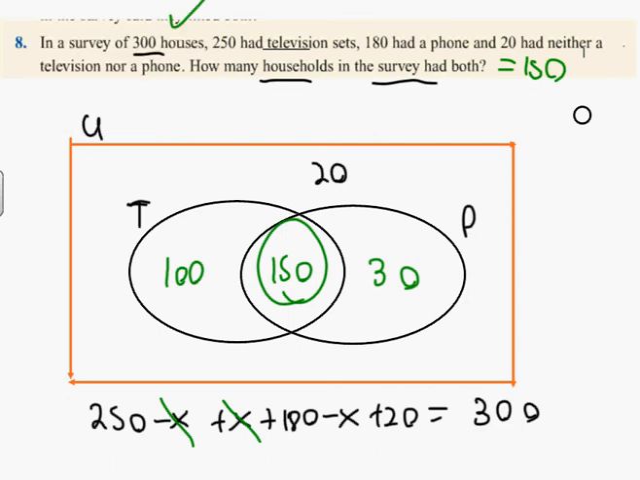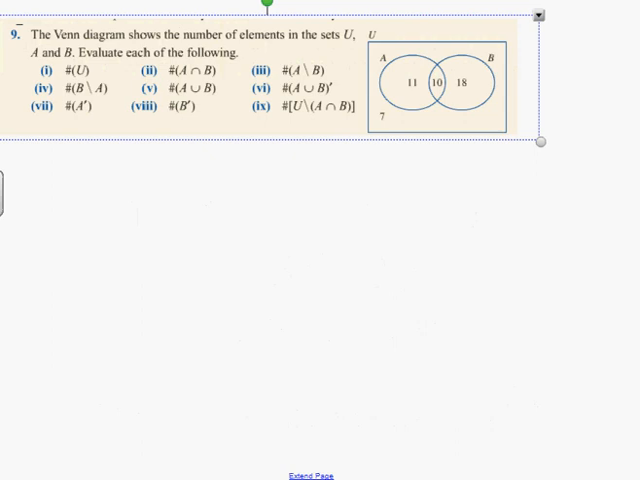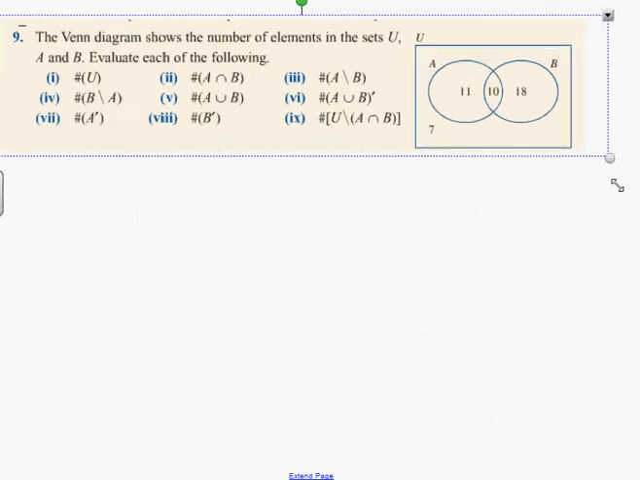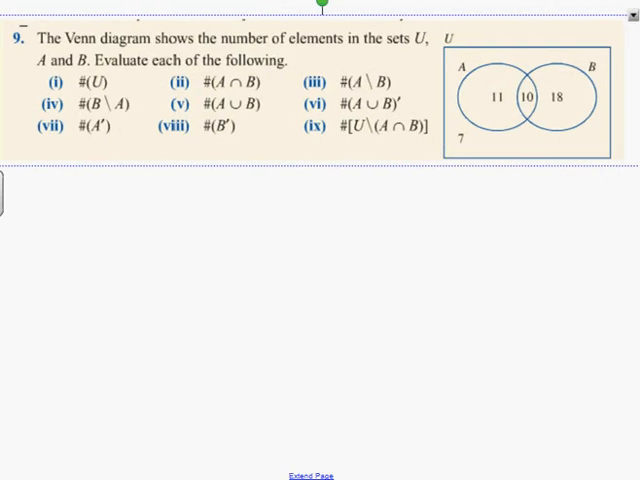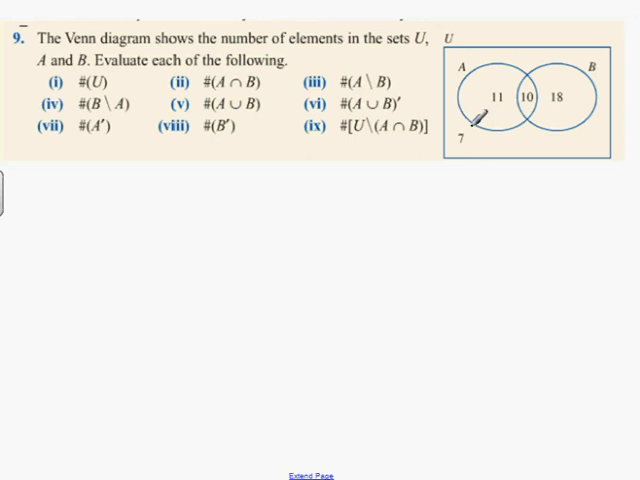So do we call it the answers for number 9? Yeah, I suppose so. Okay, cardinal number of U, guys. How many numbers inside of U? You add your 11 plus your 10 plus your 18 plus your 7, which is 46.